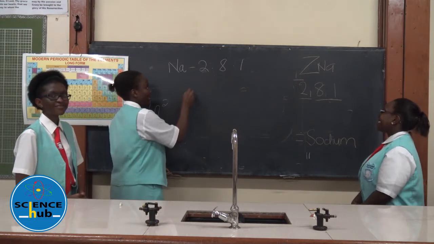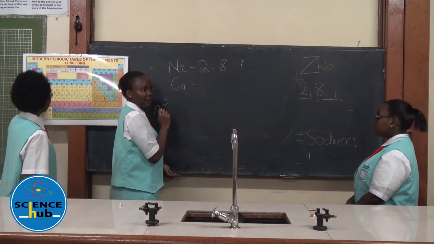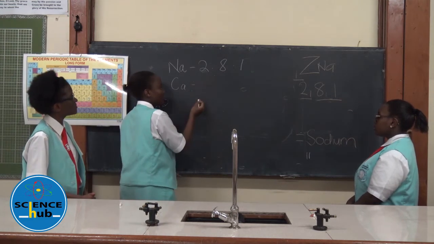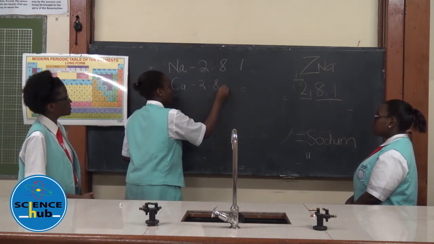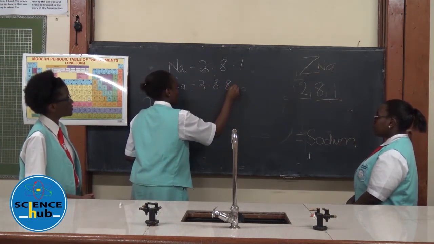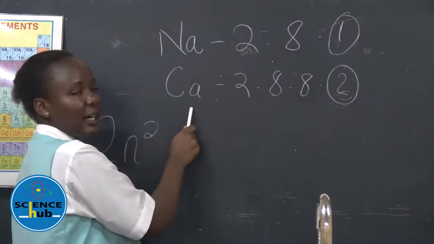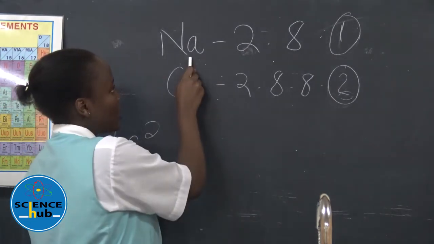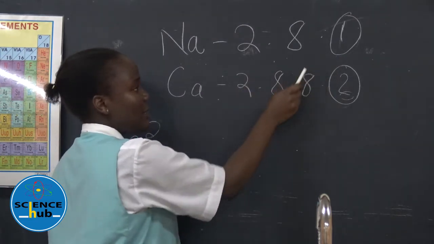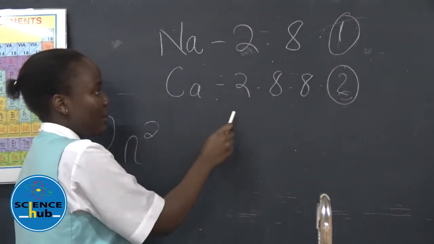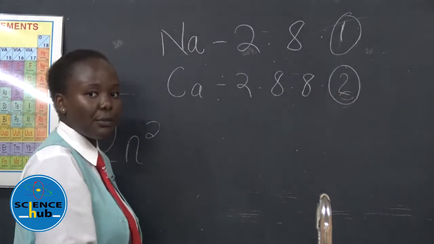taking another example of calcium, which has an atomic number of 20. The electronic configuration will be 2, 8, 8, 2. The electronic configuration of sodium and calcium: sodium has 2, 8, 1. Since it has only 3 digits, it's in the third period. While calcium has 2, 8, 8, 2. Since it has 4 digits, it will be in the fourth period.